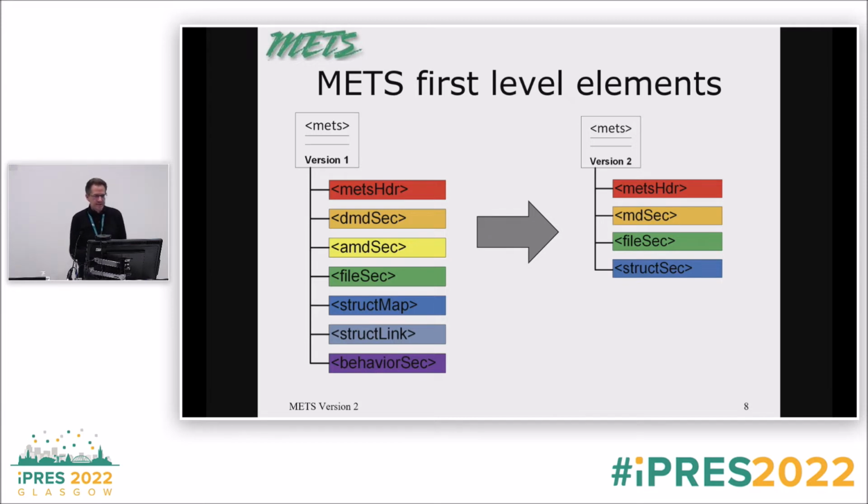This looks like this. On the left side, you have the old first level elements of a METS document, and as you see, for version 2, it looks simpler. It's, on the other hand, a bit more consistent in the naming: METS header, metadata section, file section, structural section. In principle, everything is still there, besides the struct link and behavior sec as separate entities, but you could do similar things within the other sections if you still want to do it.